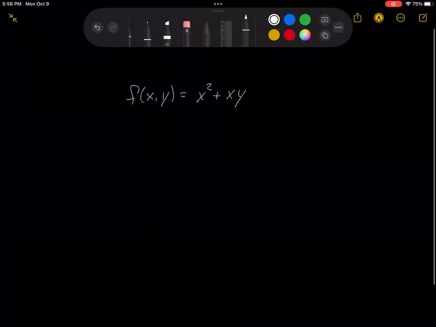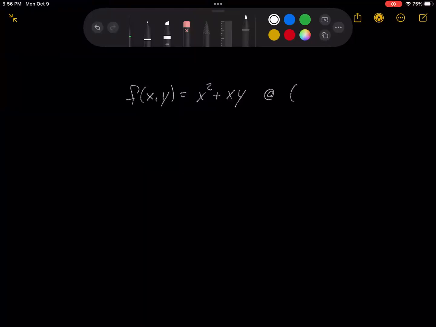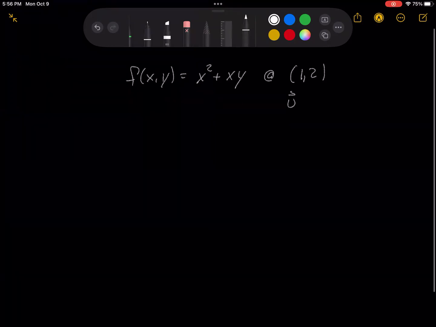All right. So we want to evaluate the slope of this function at the point (1, 2). And we want our hyperplane to intersect our function parallel to the vector u, which is (1 over square root 2, 1 over square root 2). So it's important that this is a unit vector, right?